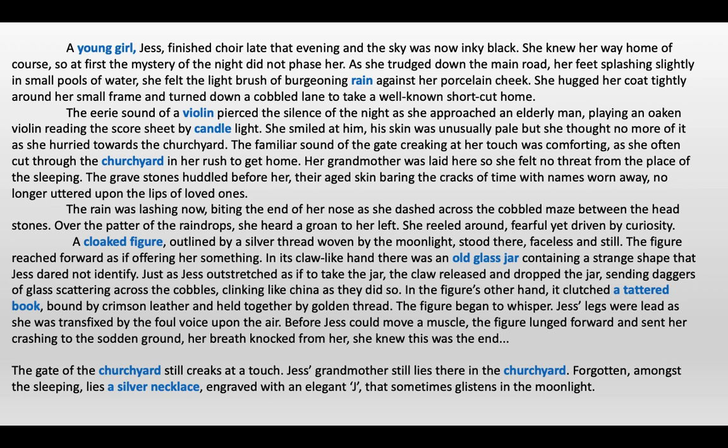A cloaked figure, outlined by a silver thread woven by the moonlight, stood there faceless and still. The figure reached forward as if offering her something. In its claw-like hand there was an old glass jar containing a strange shape that Jess dared not identify. Just as Jess outstretched as if to take the jar, the claw released and dropped the jar, sending daggers of glass scattering across the cobbles, clinking like china as they did so. In the figure's other hand, it clutched a tattered book, bound by crimson leather and held together by golden thread.